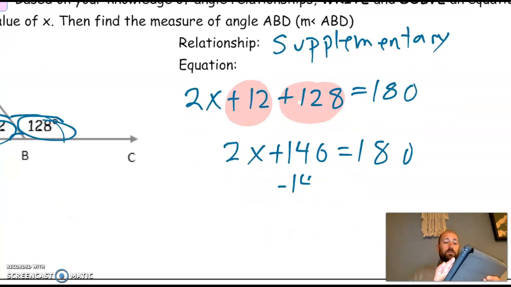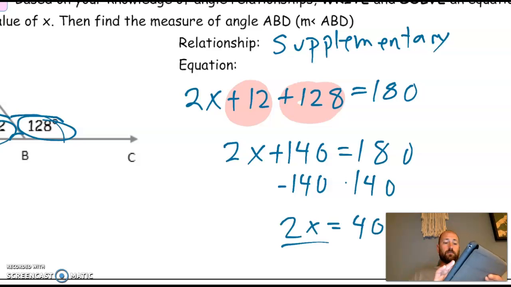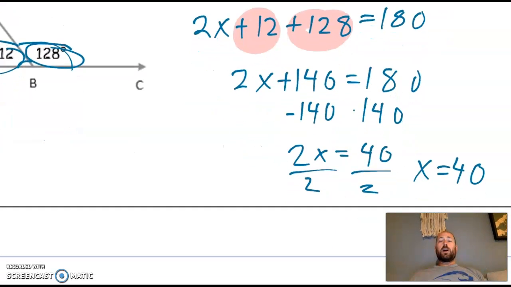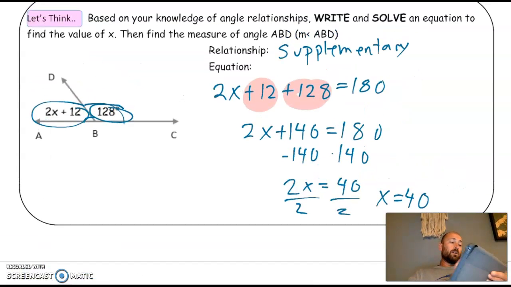Combine like terms. Take away the constant. 2x is equal to 40. Divide by 2. X is equal to 20. Now, when we're doing these types of problems, we have two things. Sometimes it says, what is the value of x? Well, x is equal to 20 in this case. Other times it'll say, find x, and find the measure of ABD.